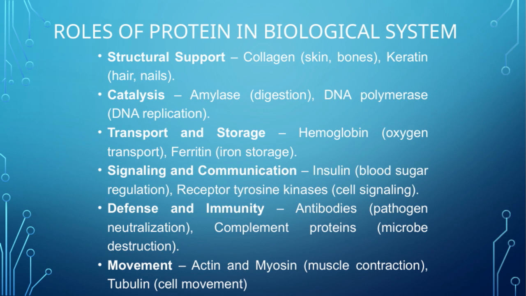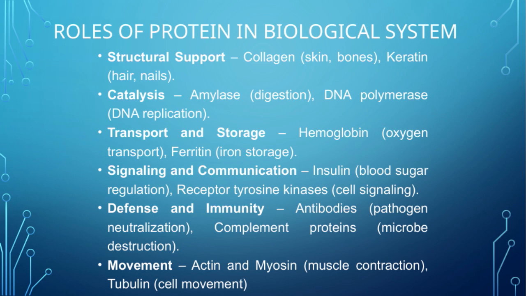Next, we have transport and storage functions. Hemoglobin, for example, is responsible for transporting oxygen from our lungs to tissues throughout the body, while ferritin stores iron, making it available when the body needs it. These proteins are essential for maintaining proper levels of vital nutrients and gases.